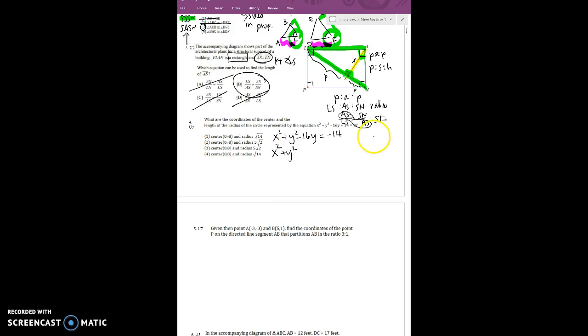This becomes y squared. I take the negative 16, divide it by 2, and square it, which gives me 64. So this becomes y squared minus 16y plus 64. And to balance this equation, it's negative 14 plus 64. Now, that's 64 minus 14, which leaves me with 50. This guy stays as x squared. There's nothing to factor there.